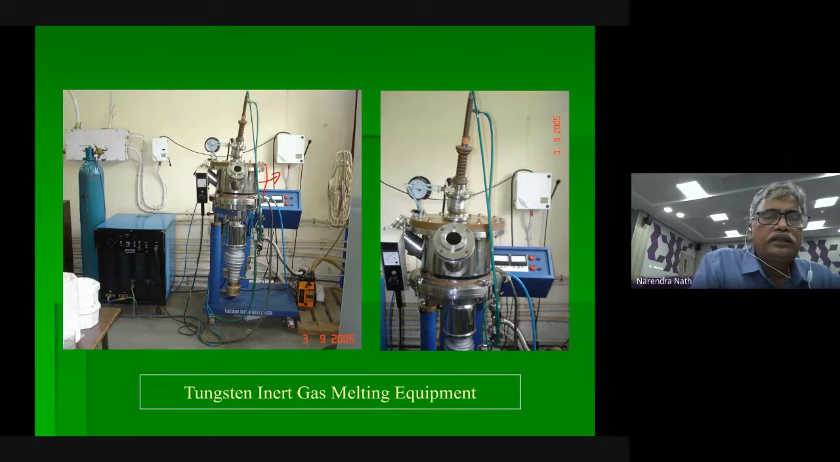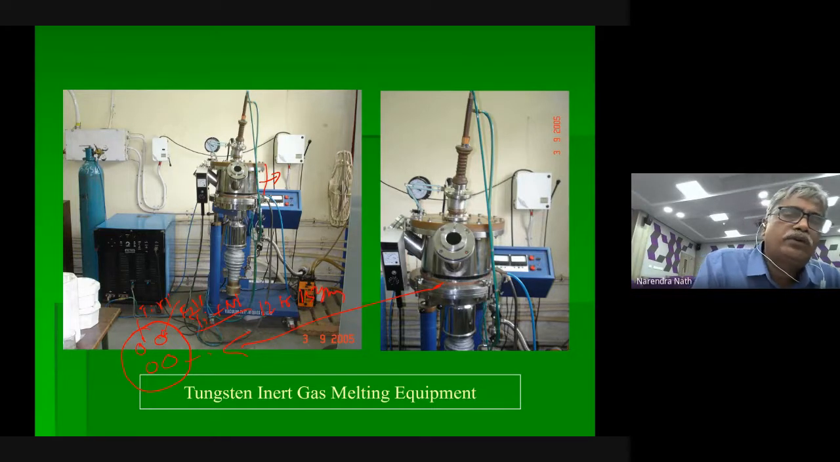Inside there is a copper plate with 4 pits, and you have to fill each pit with titanium plus nickel ingots. Normally we take 12 to 15 gram, and we fill it here. That is equiatomic. Then we close the chamber.